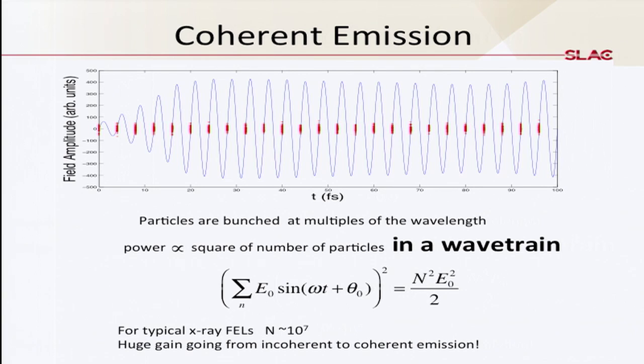And again, N is not the number of particles in the bunch. It's the number of particles in a wave train. And it's exactly for the same reason. These are not infinitely long sinusoids. They're only a slippage length long. So only the particles within a slippage length will contribute to the emission.